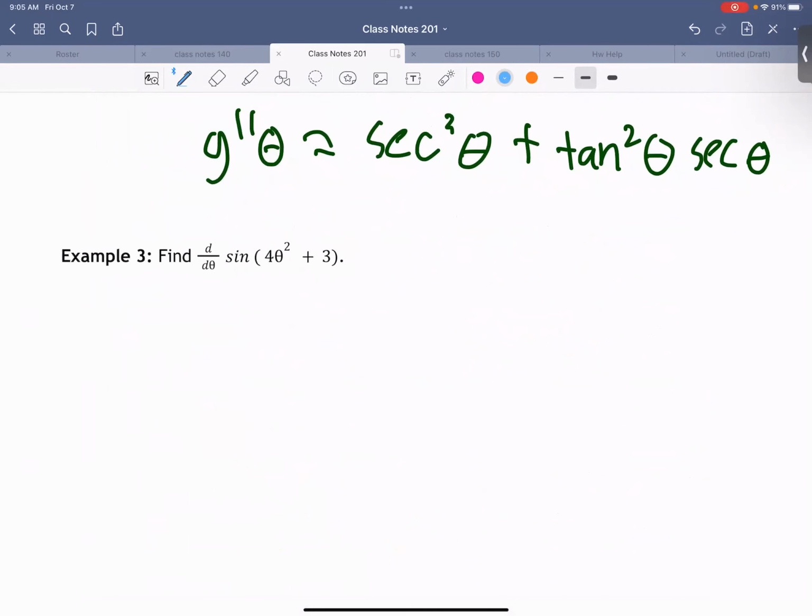Okay. So looking at this function here, we have the sine of 4 theta squared plus 3. How do I know that this is a chain rule question? There's a parabola inside that sine. Yeah, there's an inside function, which is the parabola, and then there's an outside function, which is sine, right? So because we have a function on the inside and a function on the outside, this is an example of chain rule, okay? What's the inside function?